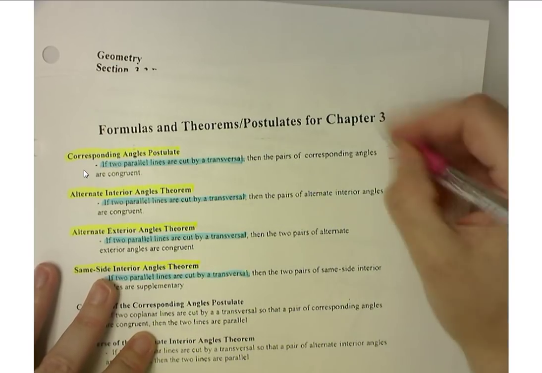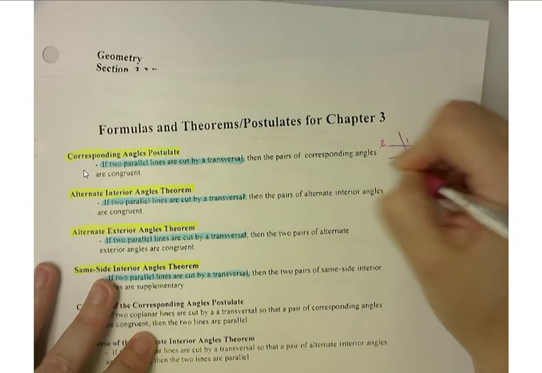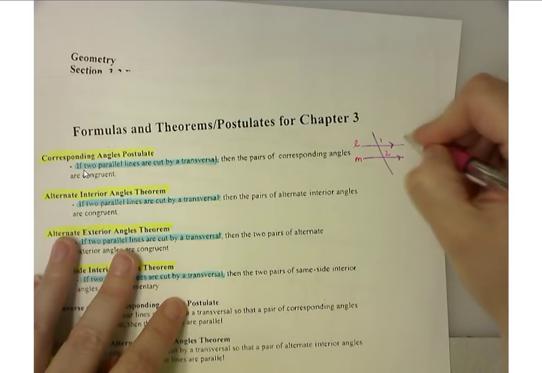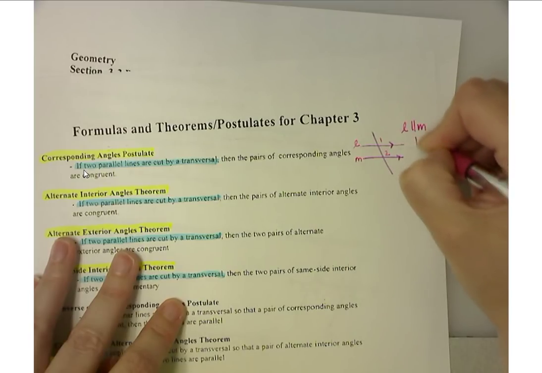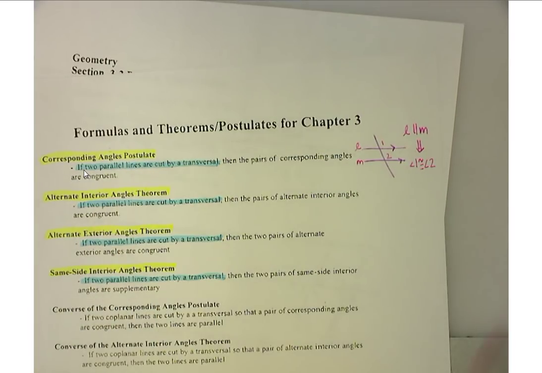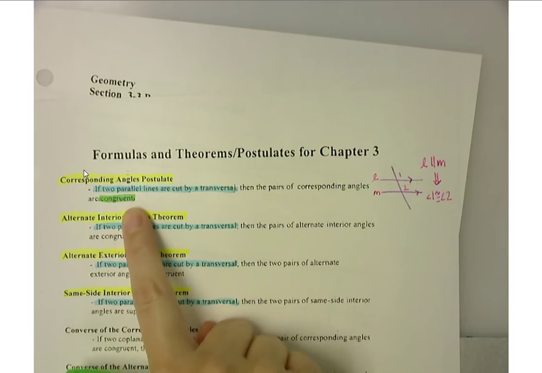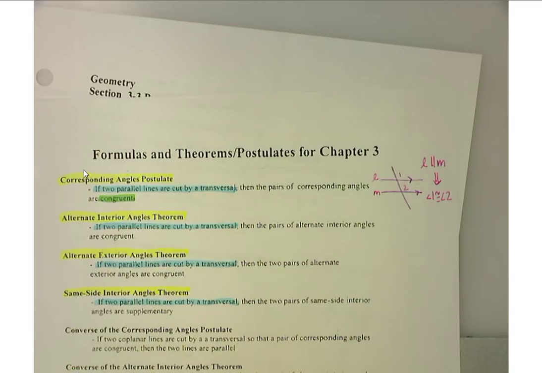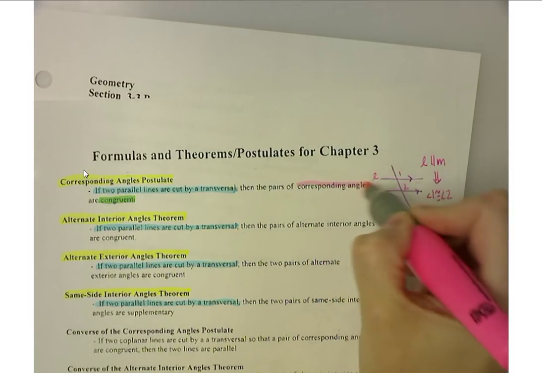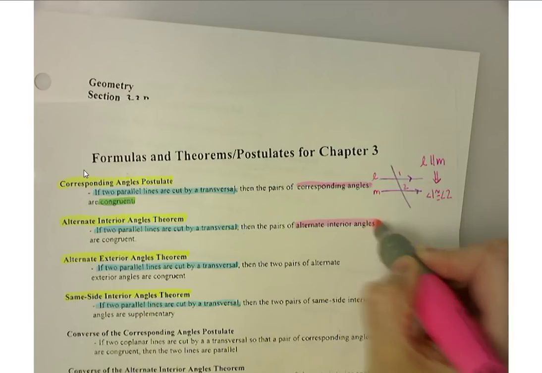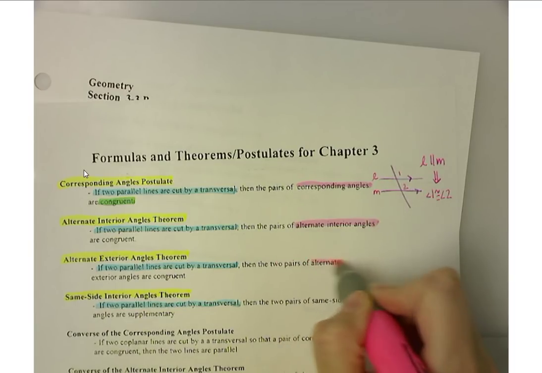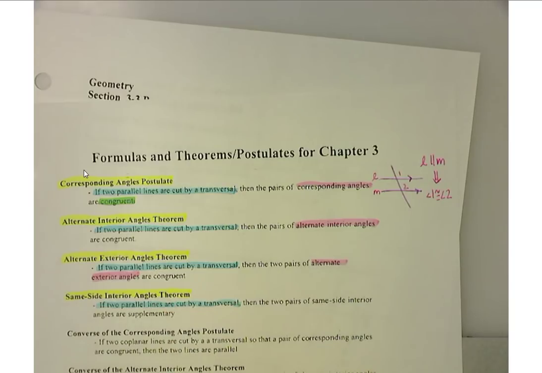Because these two lines are parallel, we know that angle 1 is congruent to angle 2. Let's go ahead and give these lines some names. So this will be L, this will be M. Because L is parallel to M, we know that angle 1 is congruent to angle 2 by the corresponding angles postulate. It's also important that we have that they are congruent, because sometimes they are congruent, other times they could be supplementary. But for corresponding angles, they are going to be congruent. For alternate interior angles, they're going to be congruent. And for alternate exterior angles, they are going to be congruent.